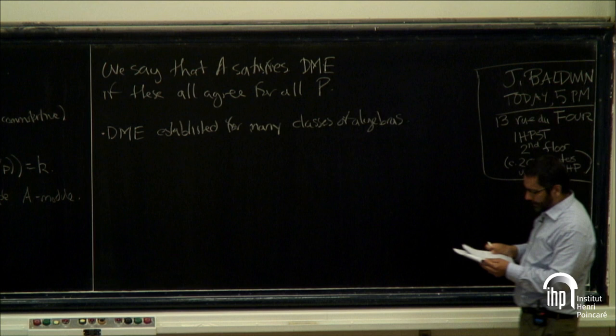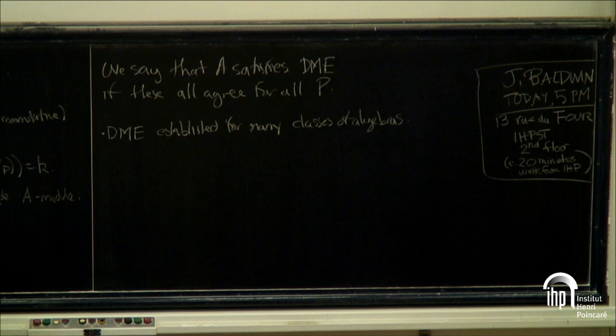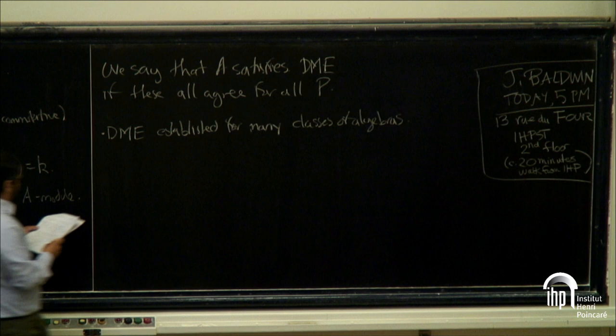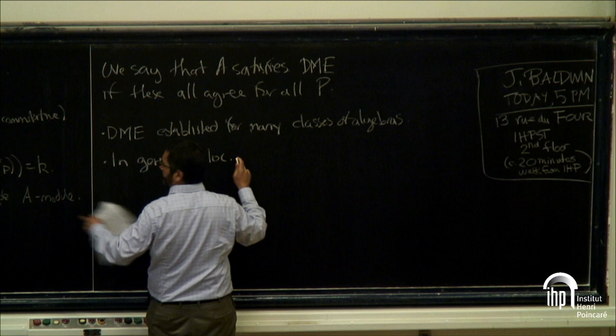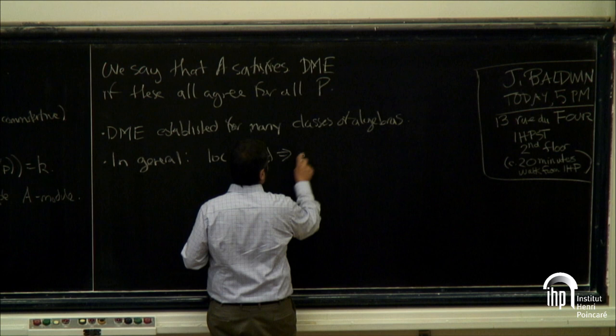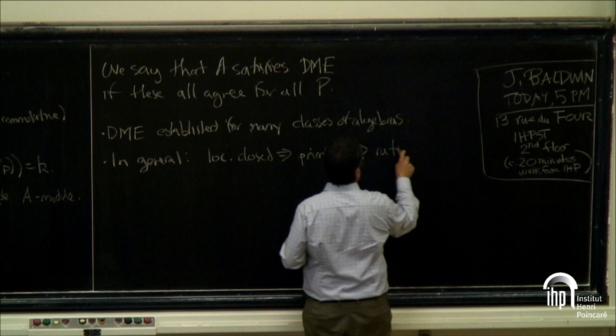In any way, a complete history. There are lots of people involved in this for many years, looking at different classes of algebras coming up from different contexts. Also, I'm listing here just a few things that are known. In general, it's known, again coming out of Dixmier-Moeglin's work, that locally closed implies primitive, which implies rational, always. So really this is a question about rationality implying locally closedness.